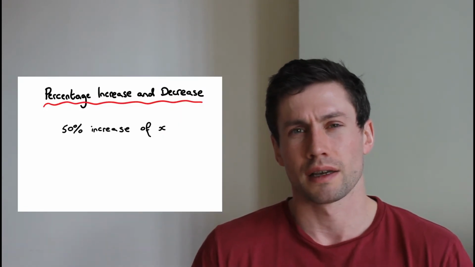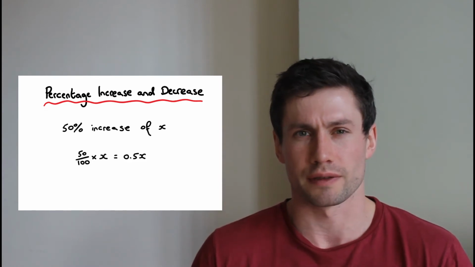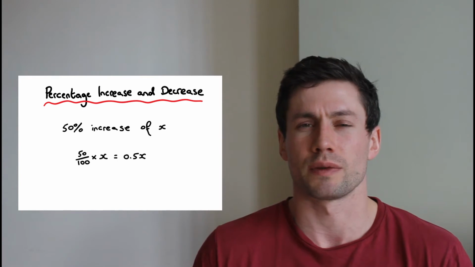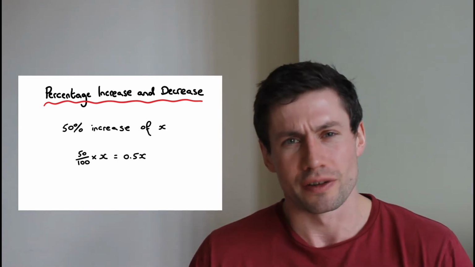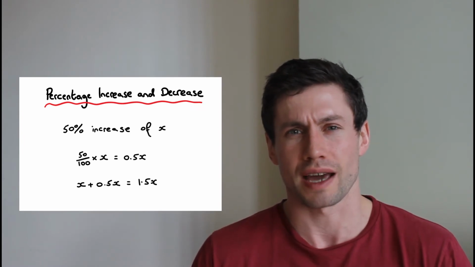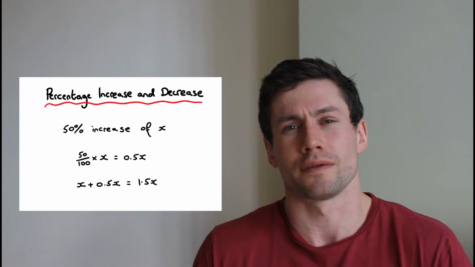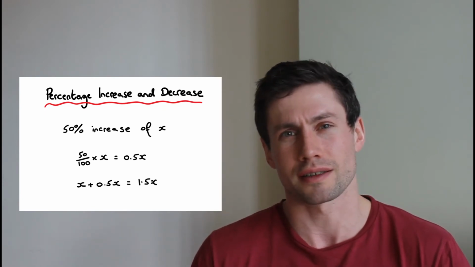Say we wanted to conduct a 50% increase of some value. Let's call it x. Using the slow method, we would work out 50% of x, which is 50 over 100, times x, which is 0.5x. We would then add that to the original value, which is x, and we would get an answer of 1.5x. This shows that we could have just multiplied the original value x by 1.5 to get our answer.